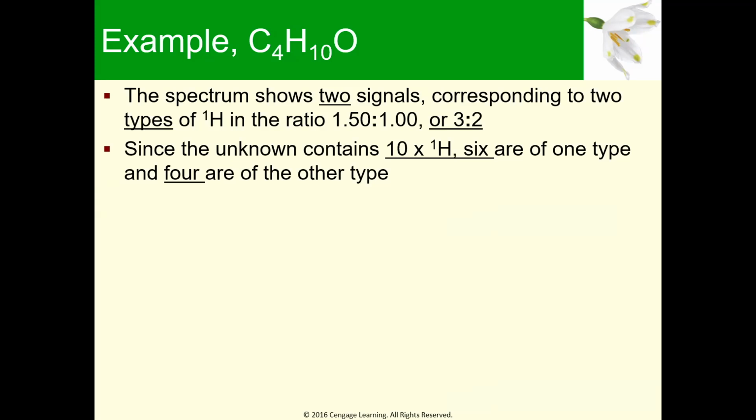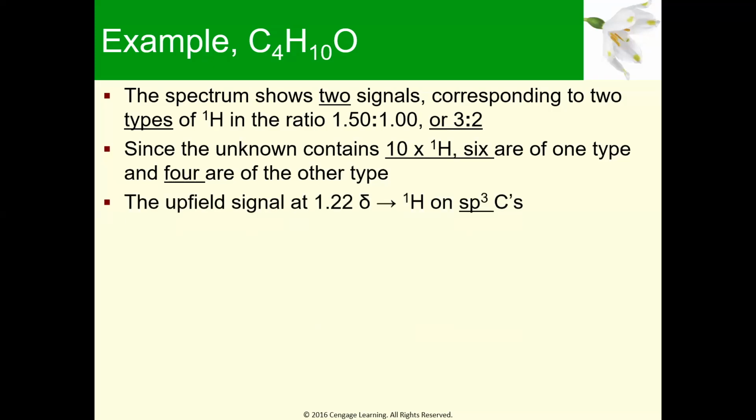Well, 3 and 2 is 5, so if I just double that, it becomes 6 and 4. And so now we know that the unknown contains 10 hydrogens, 6 are of one type, and 4 are the other type. Because we only have two signals, we can only have two types of hydrogens. So 6 are of one type, and 4 of the other type.